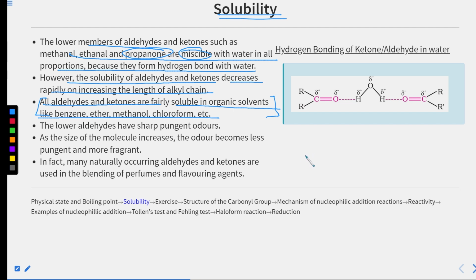And I would make a statement also that almost all of the organic molecules are non-polar, and you know that non-polar dissolves in non-polar. So what are the non-polar solvents that can be available? Benzene is a non-polar solvent, ether, methanol, chloroform. Or you can also term them as organic solvents.